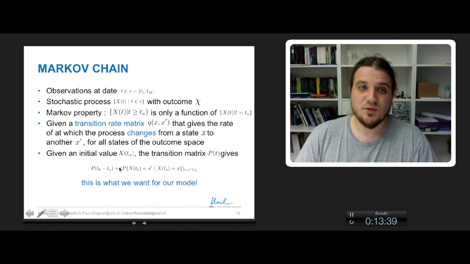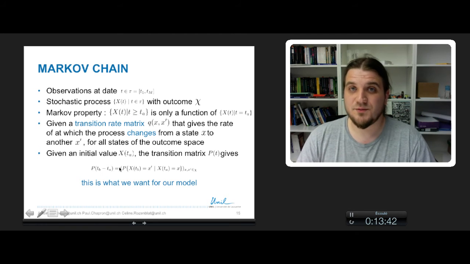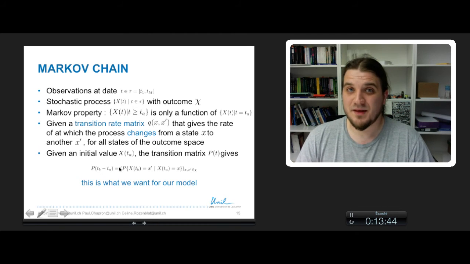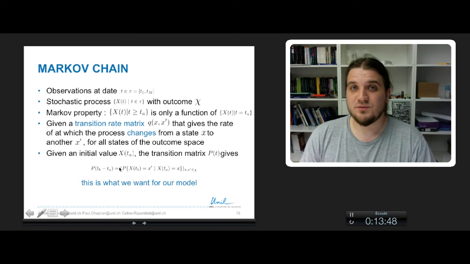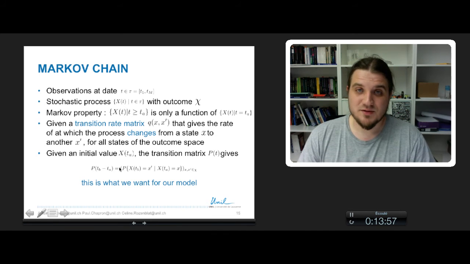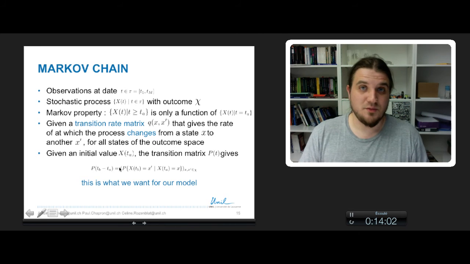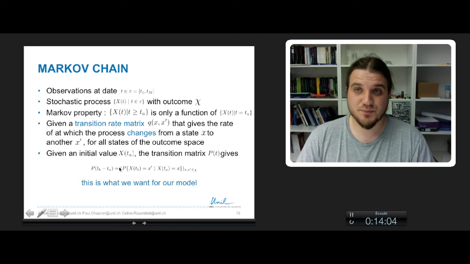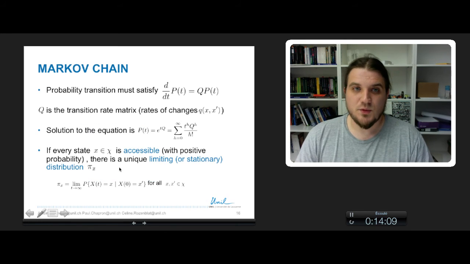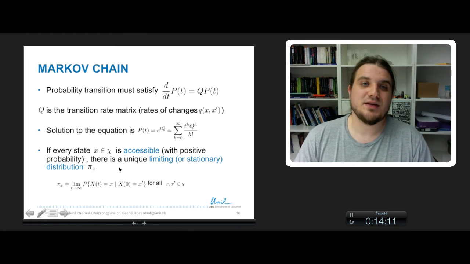And this is what we want for our model, because if we know for every possible configuration the time after which we will be in this configuration, we have a way to predict the evolution of our networks. We have a way to describe the way the network will evolve, will be transformed. We have a model of the network evolution. So this is what we want. In fact, what we really want is the capital Q matrix.